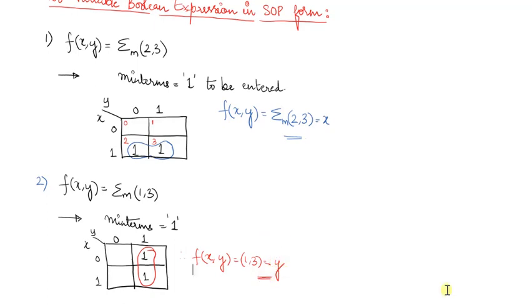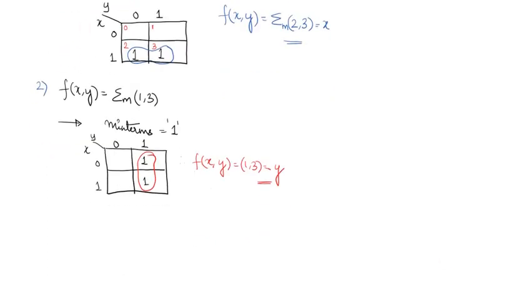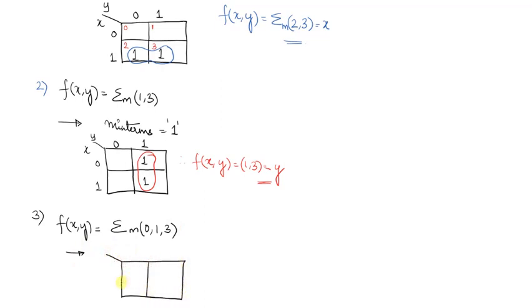Third equation is summation m 0, 1, 3. So place a logic 1 for 0, 1 and 3, and you can group it in two ways. So x bar is common and here y is common. So the end result is x bar plus y.